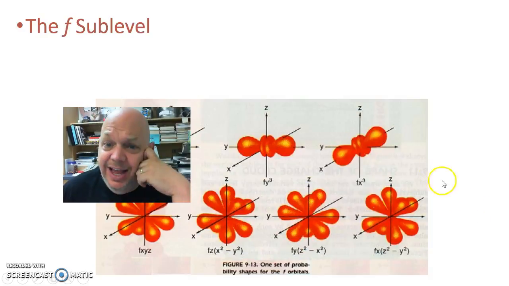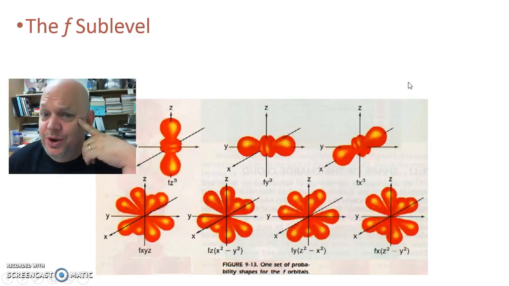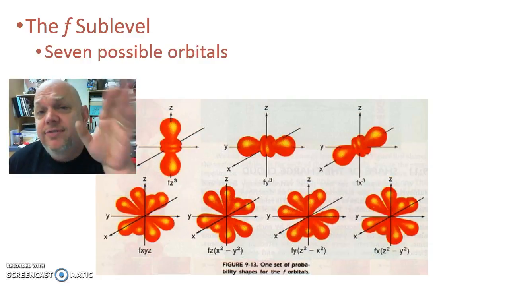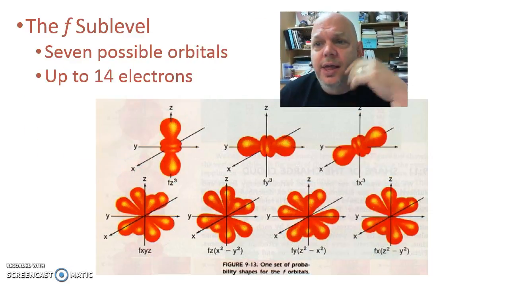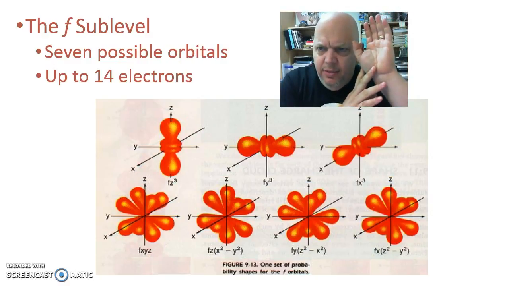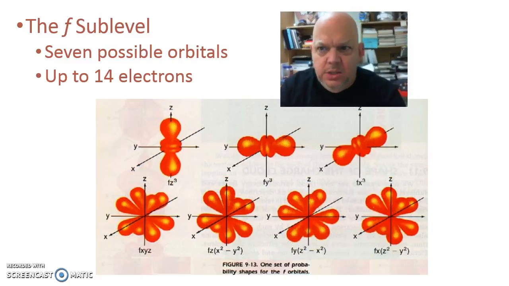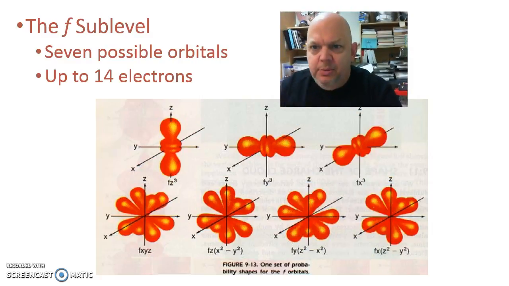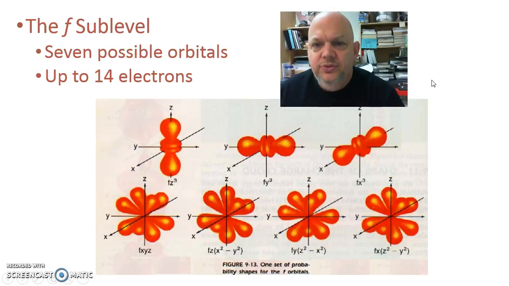Oh my, there's the f sublevels. And it's getting weirder. We're talking Twilight Zone. 7 possible orbitals, up to 14 possible electrons. You'd say, well, wait a minute. You said that the d could take up 10 electrons, because you had 5 different sublevel orbitals. And now the f, you've got more. You've got 7. So each one takes up to 2. That's it.